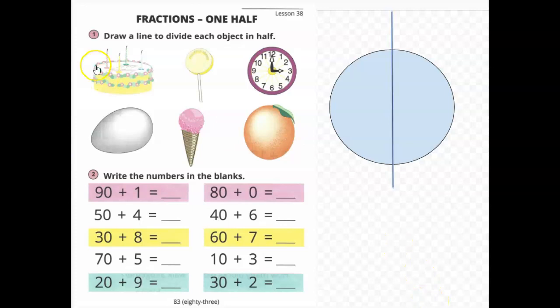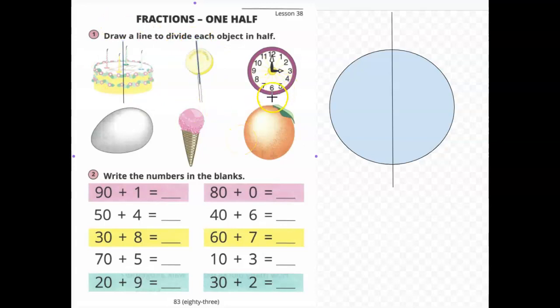Okay, so draw a line to divide each object in half. Now, would it be fair if I cut the cake like that? Is that half? No. So we're going to think about it. Would it be fair to cut the cake this way? No. We want to cut it right down the middle so both sides get the same amount. How about a lollipop? If I cut the lollipop like this, well, it's half, right? Because somebody gets the sucker and somebody gets the stick. Would that be fair? No. So in half means in half.